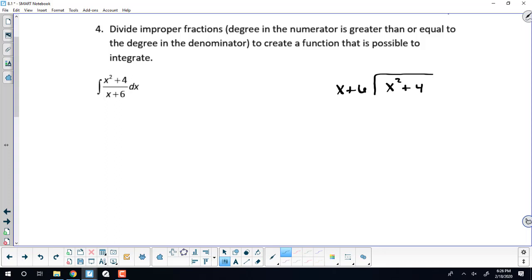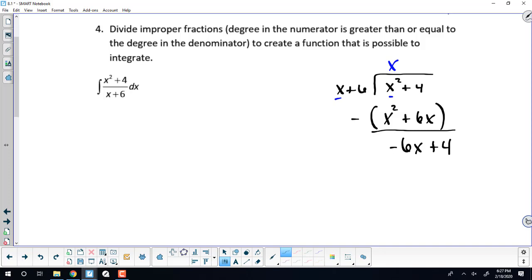So again, really, we're looking at this leading term here. What do we multiply to get x squared? Multiply x by x. Distribute, rather. We've got x squared plus 6x. Then we have to subtract that whole thing off. So we have 0, we have 4 minus 6x, right? Or we have a minus 6x plus 4, 4 minus 6x.